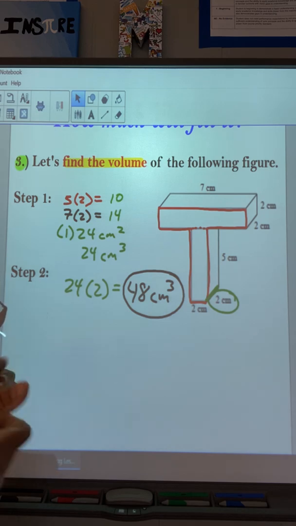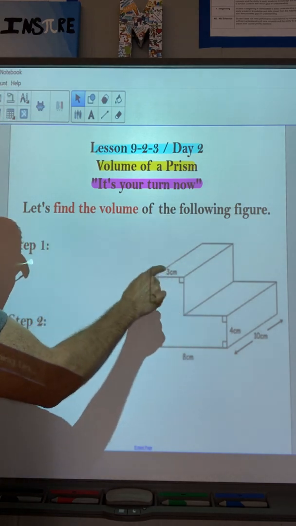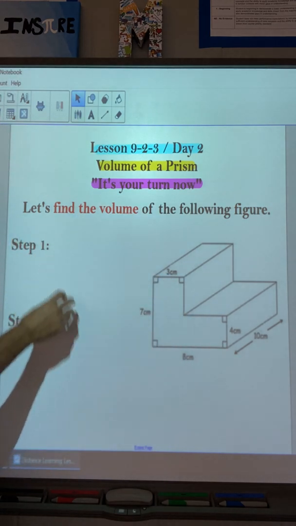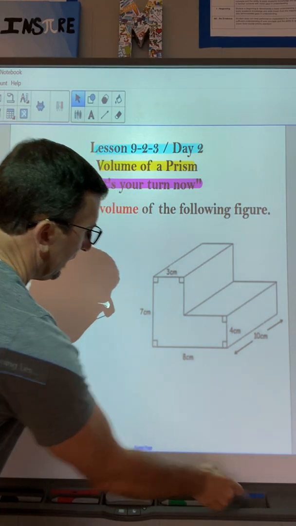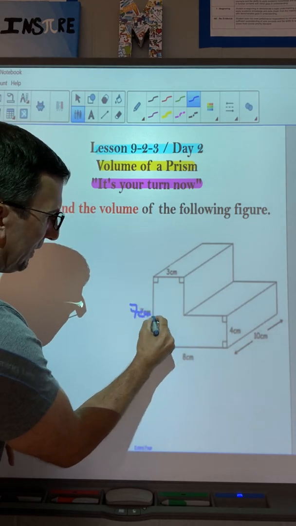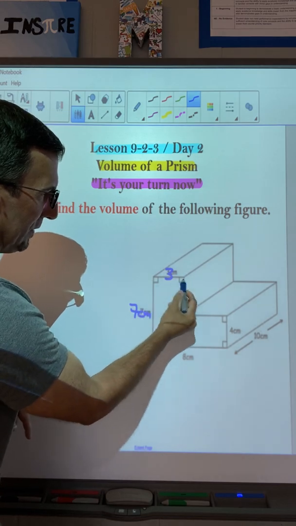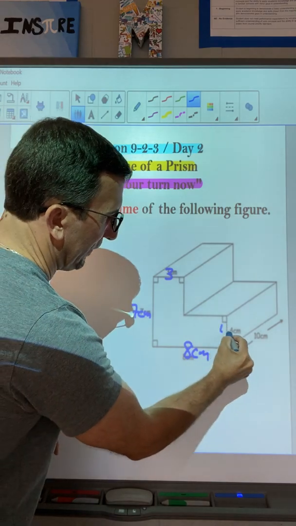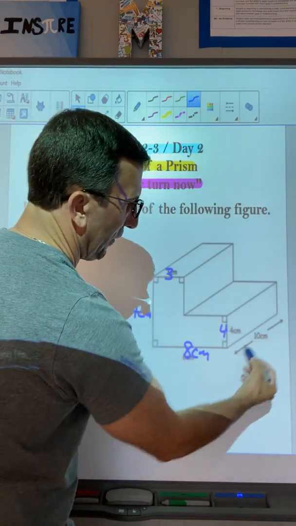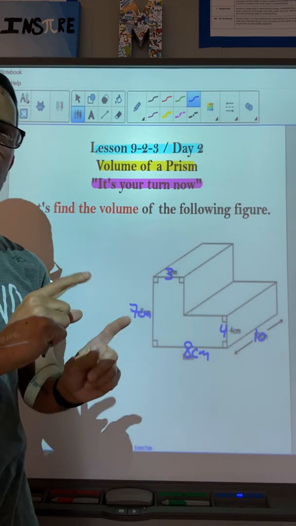Okay. Now it's your turn. So I want you to do the same thing, find the volume for this. Do step 1 and step 2. Okay, if in case it's a little fuzzy, this is 7 centimeters. This is 3 centimeters right here. This is 8 centimeters. This is 4 centimeters. And then this long one over here is 10 centimeters. Okay, so figure that out. We'll pause.